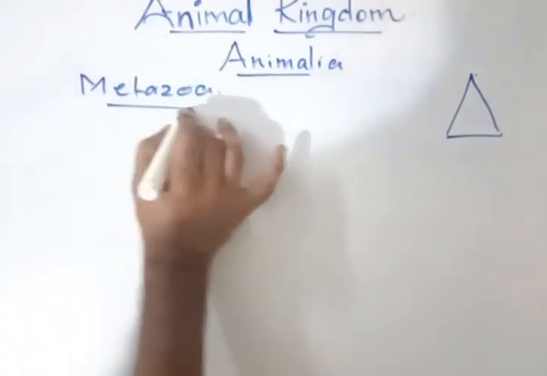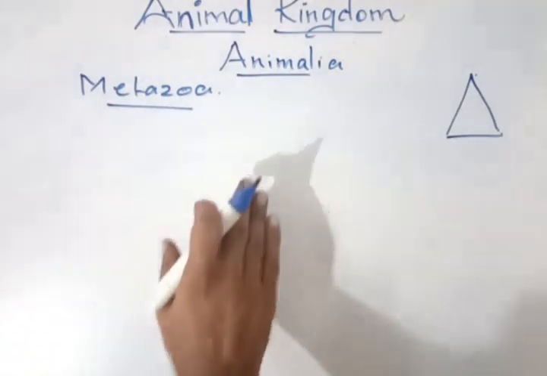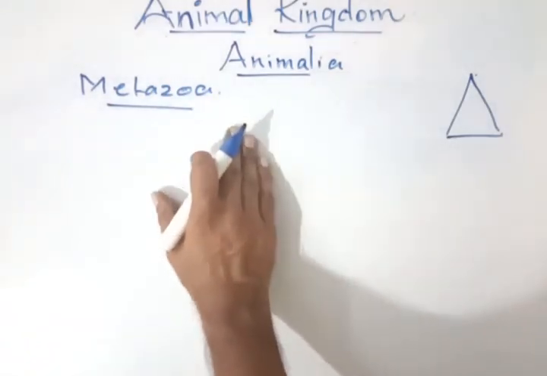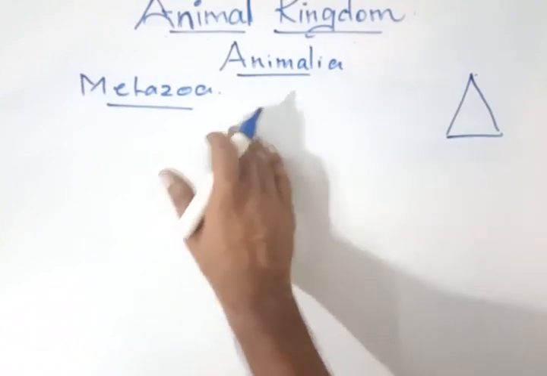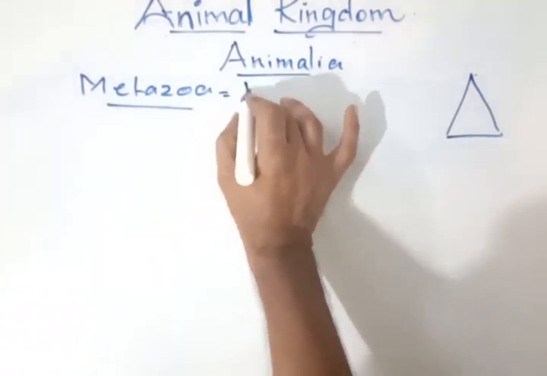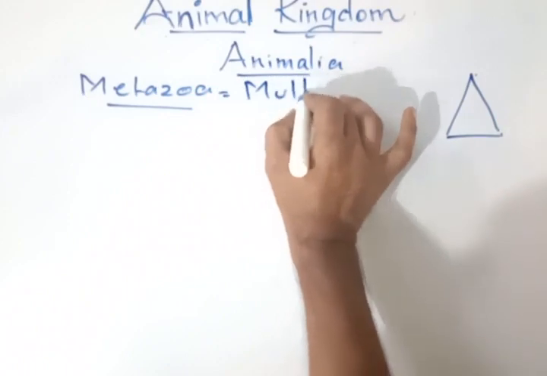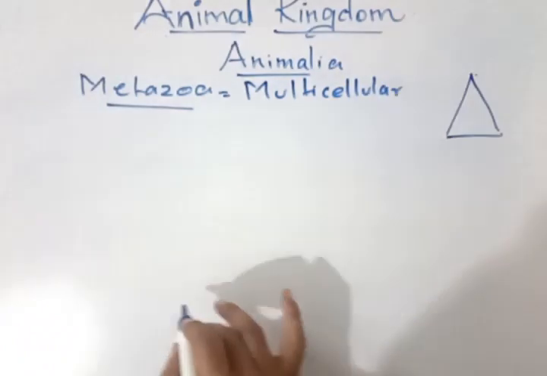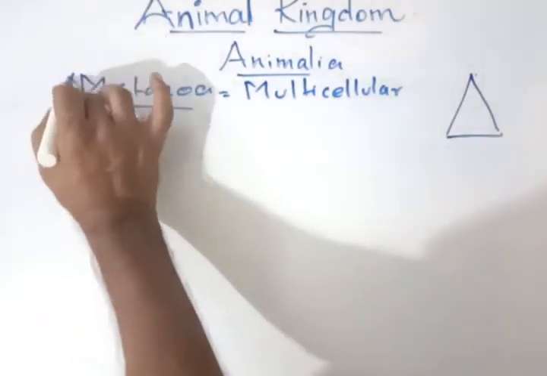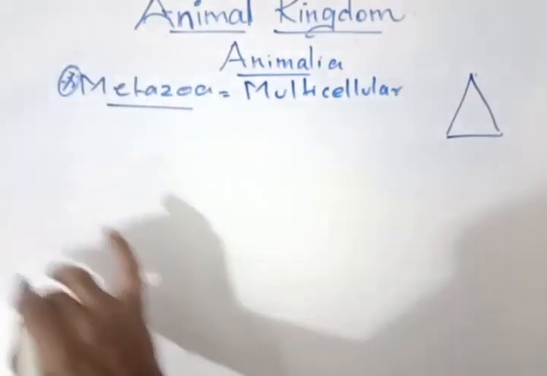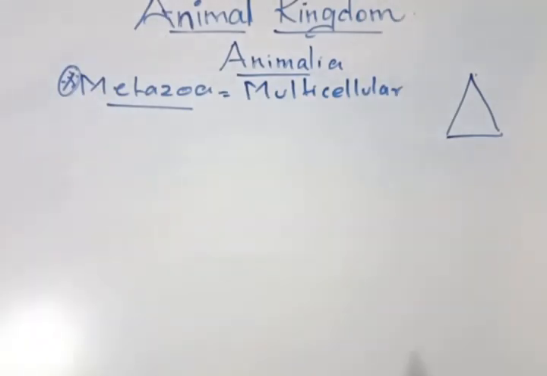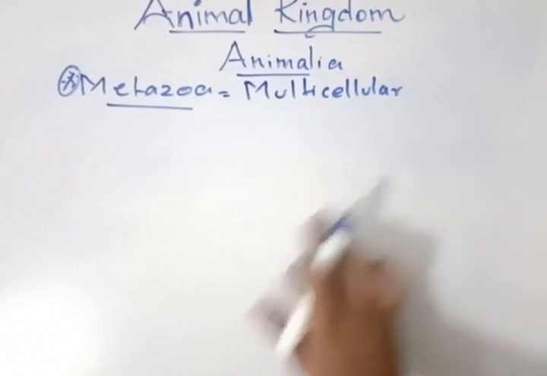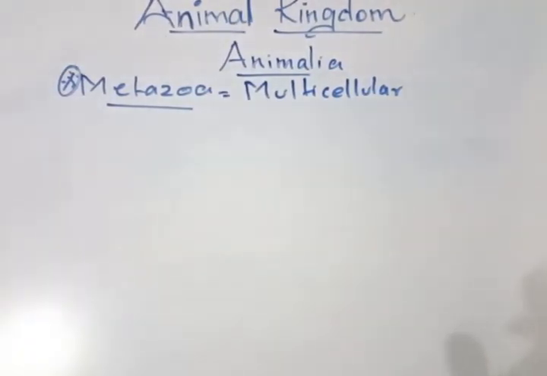What is this metazoa? So here, the animals which belong to this Animalia kingdom are all metazoa. Metazoan means all are called multicellular. So multicellular organisms are called metazoa. It is an important word that you have to understand in this Animalia kingdom. So you know now what is metazoa. So metazoa is the multicellular animals. That is the point number one.